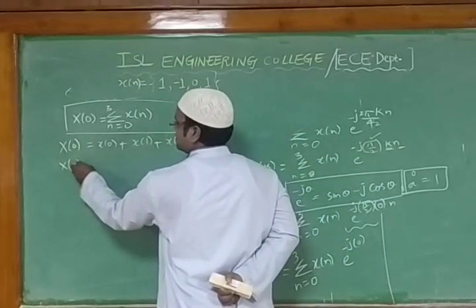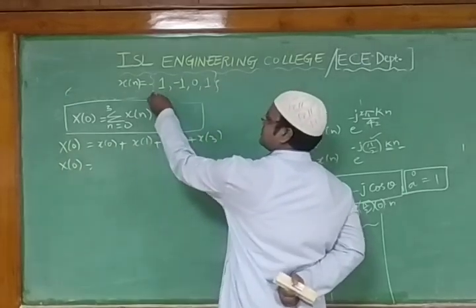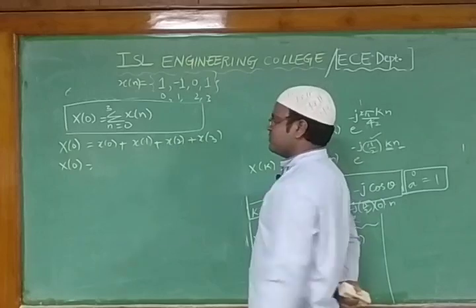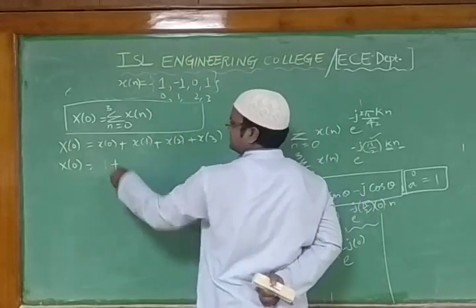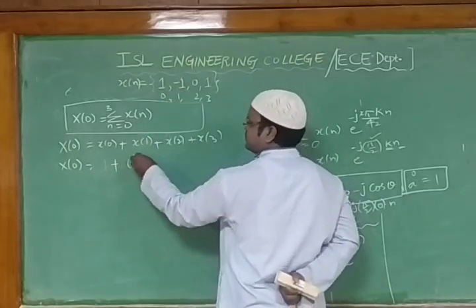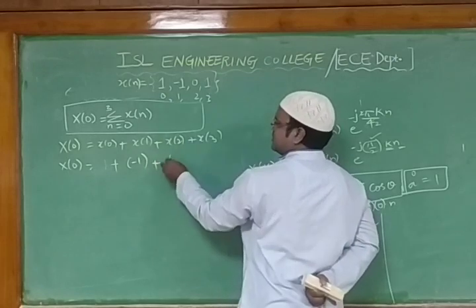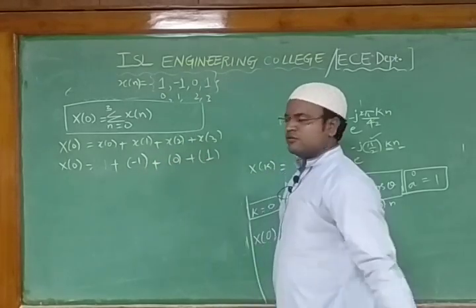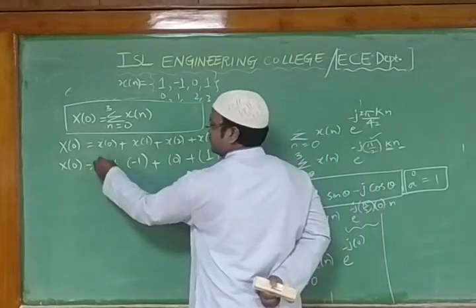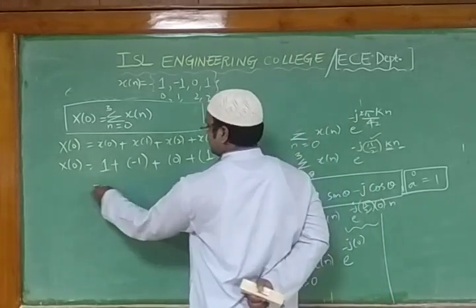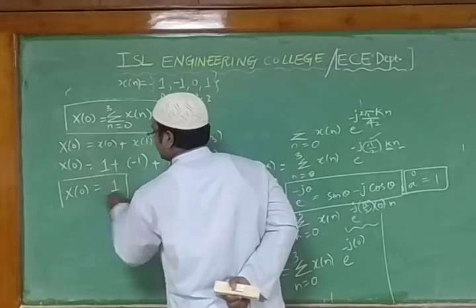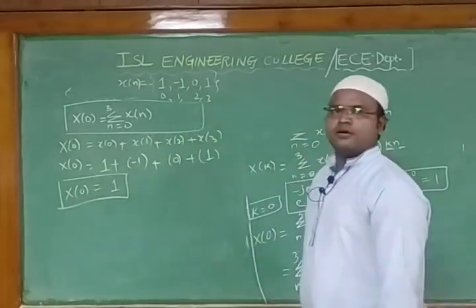So we got x of 0 is equals to, what is the x of 0 value? This is position 0, 1, 2, 3. So x of 0 value is 1, plus x of 1 is minus 1, plus x of 2 is 0, x of 3 is 1. So we got these values. So this plus 1 minus 1, both will get cancelled. So the answer of that will be 1. So we got x of 0 is equals to 1. That is the first value.